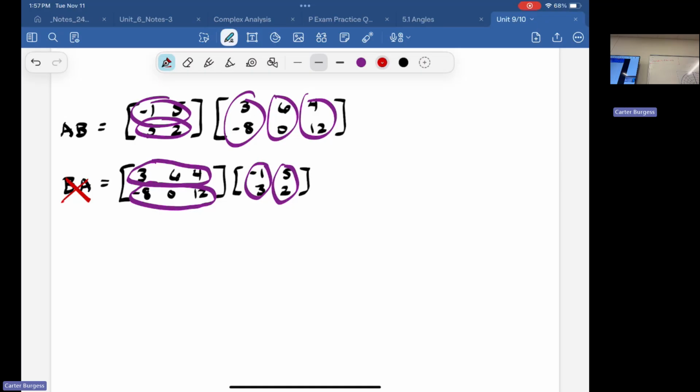We're doing A times B. Yeah, because we can't do BA. Well, you're doing, so your first row, first column would be the -1, 5, and the 3, -8. So you do -1 times 3 plus 5 times -8 will give you your upper left corner.